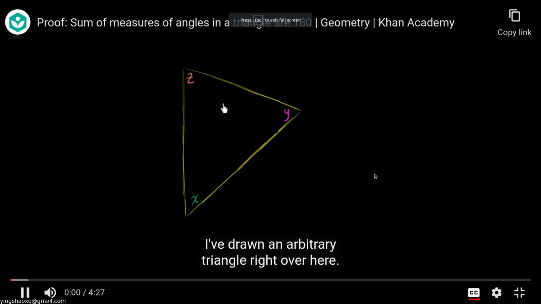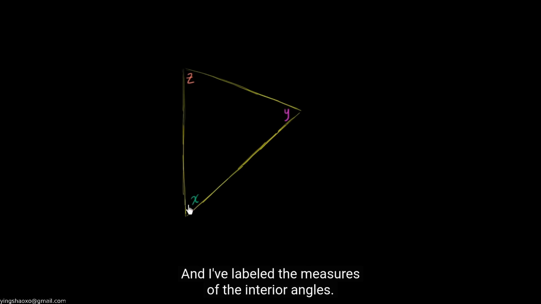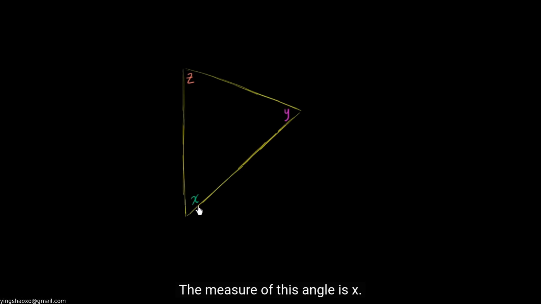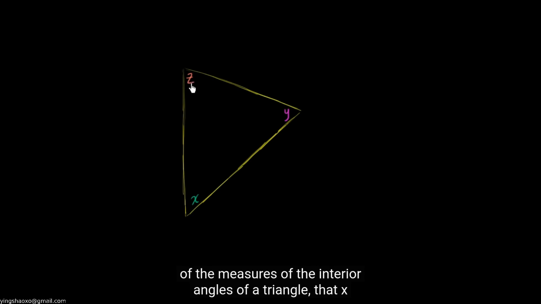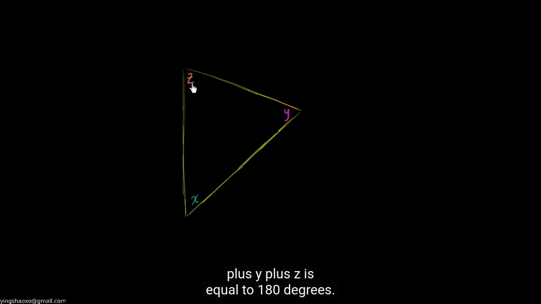We don't know that. I've drawn an arbitrary triangle right over here, and I've labeled the measures of the interior angles. The measure of this angle is x, this one's y, this one is z. And what I want to prove is that the sum of the measures of the interior angles of a triangle, that x plus y plus z, is equal to 180 degrees.